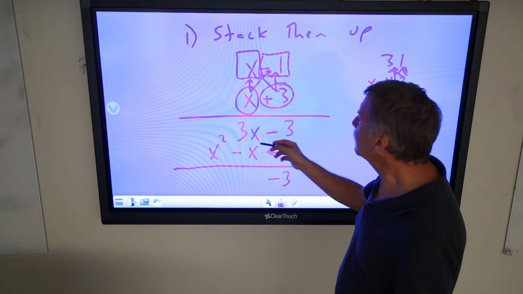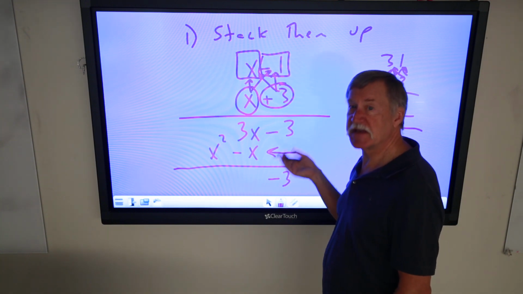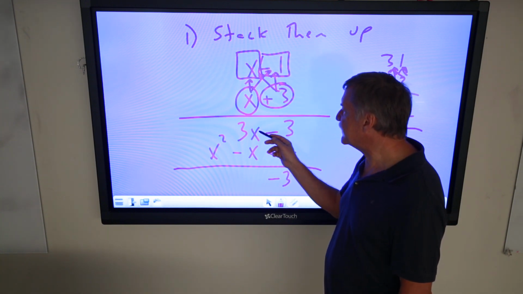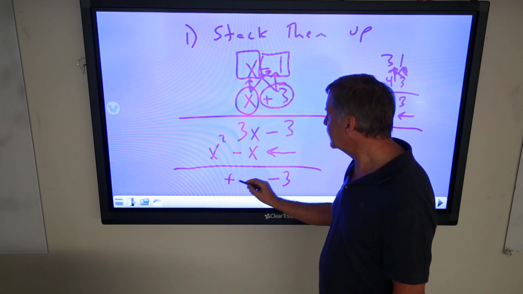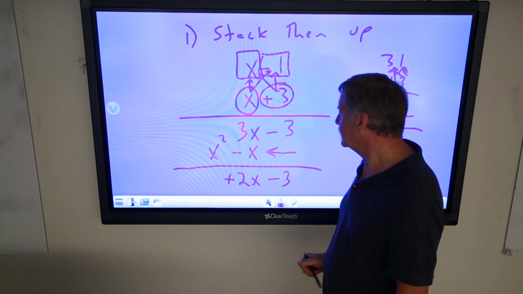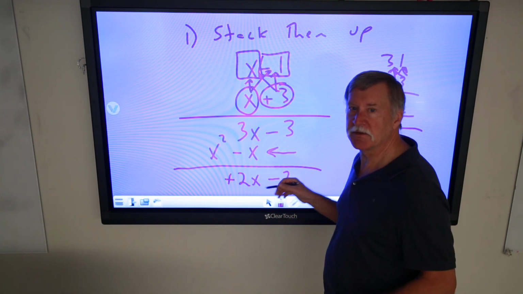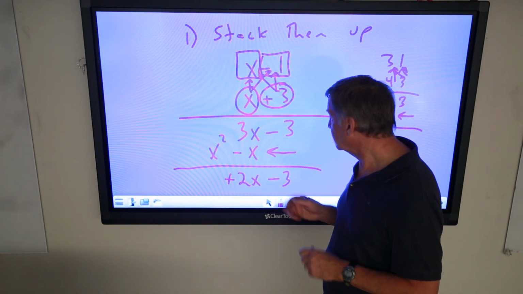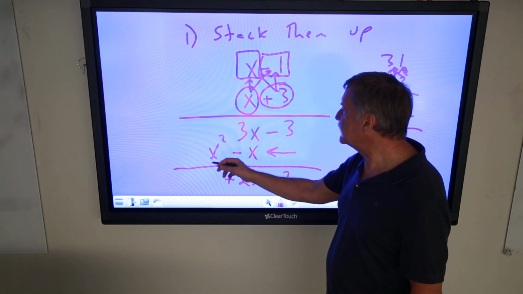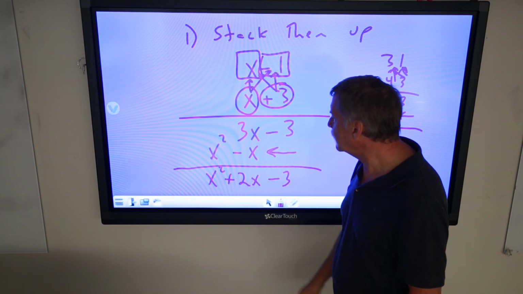Now I'm combining like terms. Remember, like terms have to be the same variable to the same power. I've got 3 of these x's. I take one of those x's away, and I'm left with plus 2 x's. All right? Everybody see that? The plus signs and the minus signs are important. They separate the terms, so you've got to keep them in play here. And then I just have this x squared here, which just drops straight down and becomes x squared.